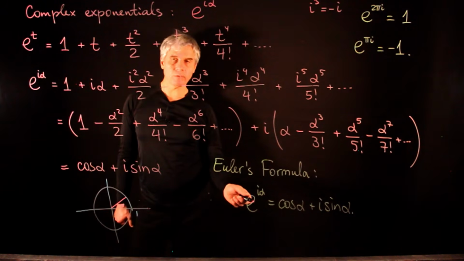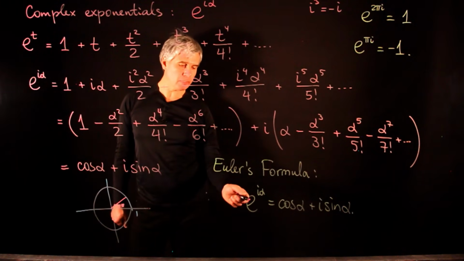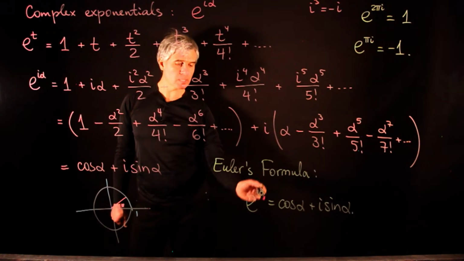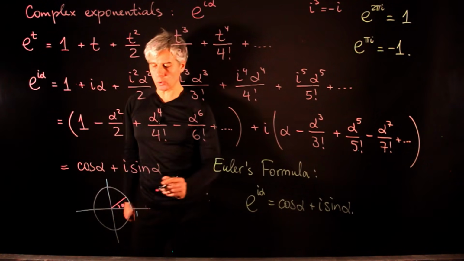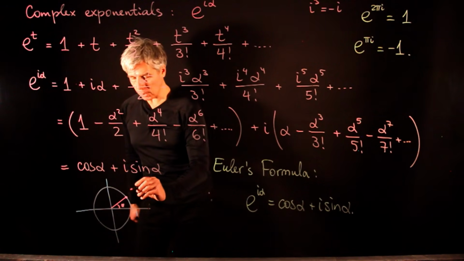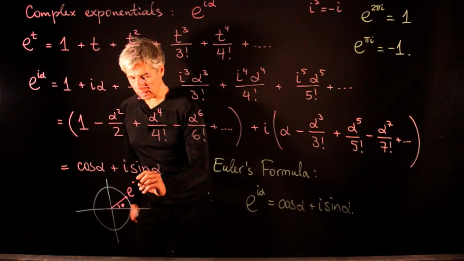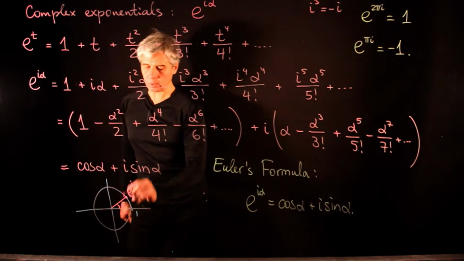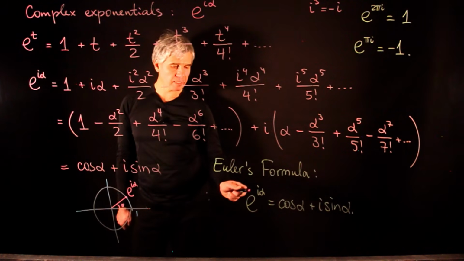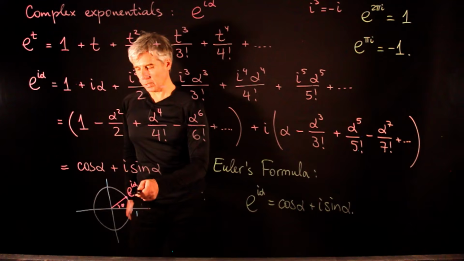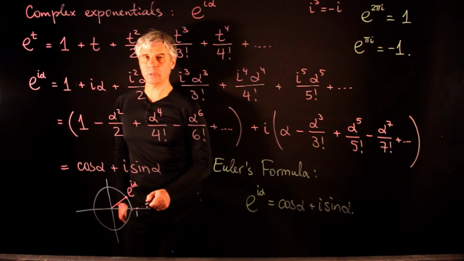We see that for any alpha, e to the i alpha has complex norm 1. So these numbers parameterize the unit circle in the complex plane. And so if the argument is equal to alpha, then e to the i alpha is a complex number on the unit circle with the argument alpha. As alpha runs over the reals, e to the i alpha will circle around the unit circle.